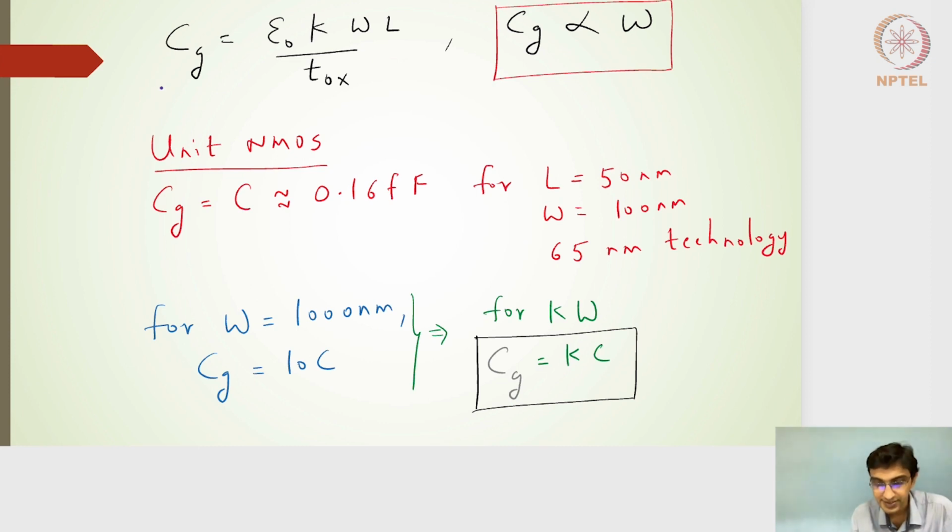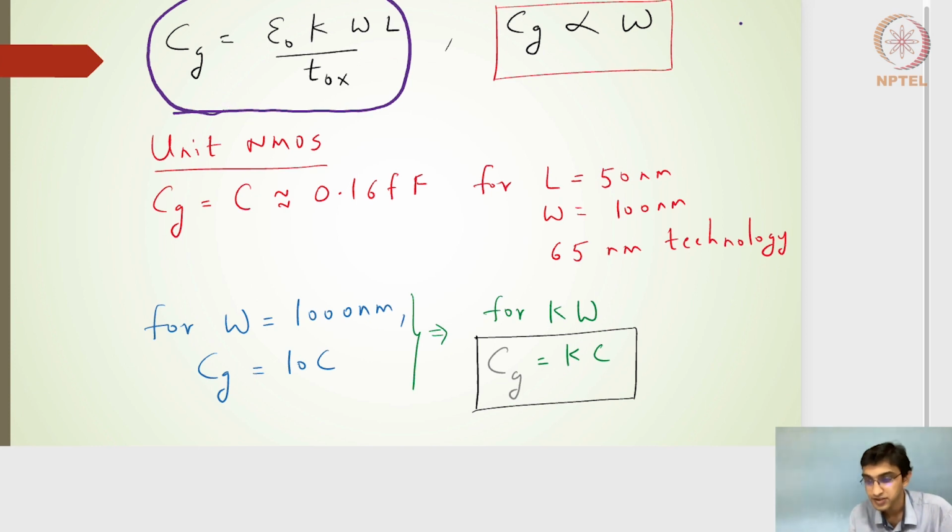So if I write the gate capacitance, it is nothing but epsilon naught K by T oxide into A. The capacitance is nothing but epsilon naught, the dielectric constant, A, and then the thickness T oxide, where A is nothing but W multiplied by L, so that's what I have written here. So it is directly proportional to the W.